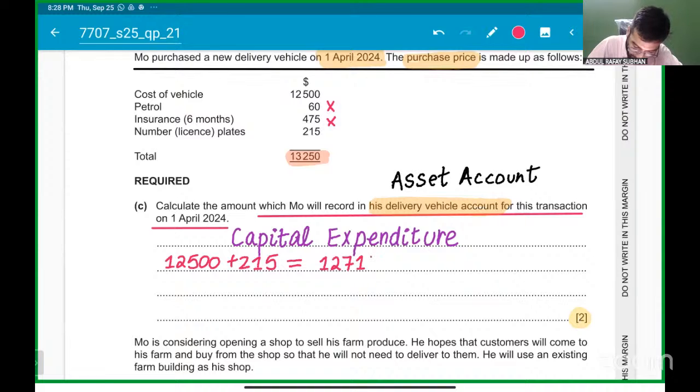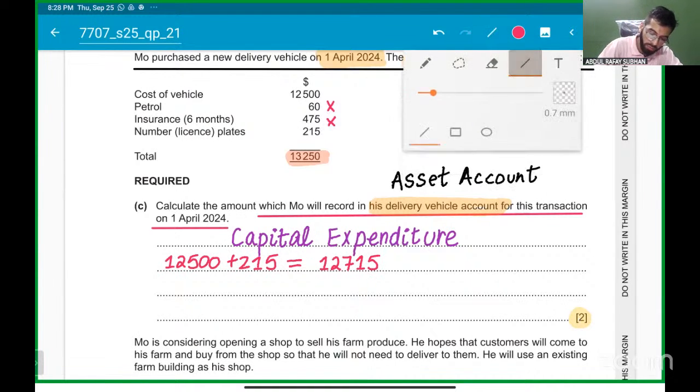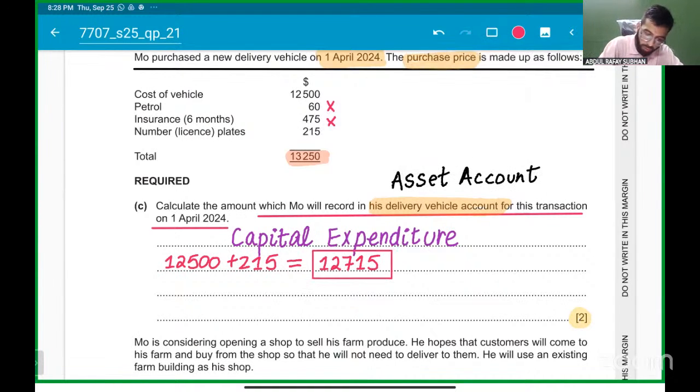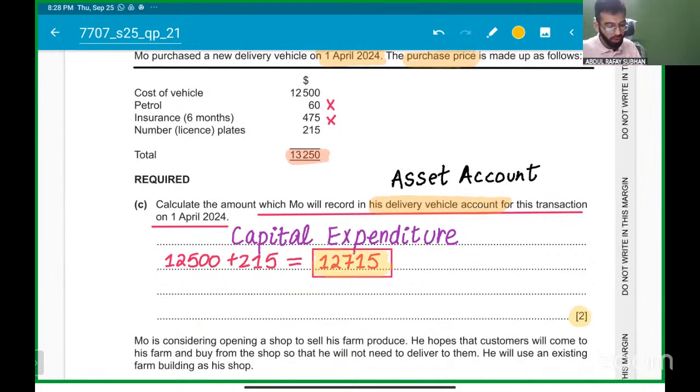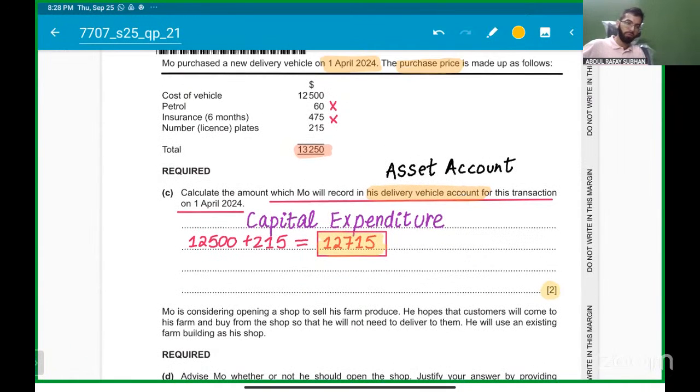Is everyone clear? That's the answer, and that's how we get all 2 marks. If you get 12,715, you get both the marks. Okay. Is everyone clear? Understood? Got it, students? So that's 9 marks achieved up till now with this question of part C. Okay, A, B, C. Is everyone clear on that? Following, any concerns? Anyone?